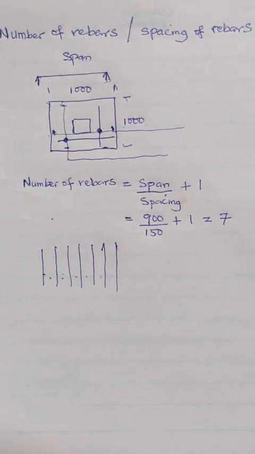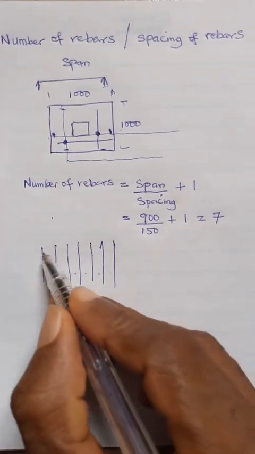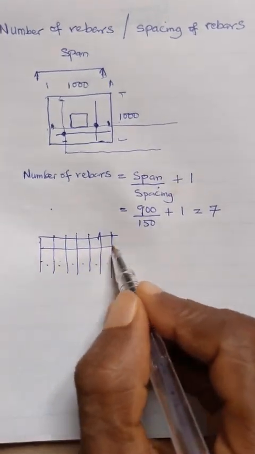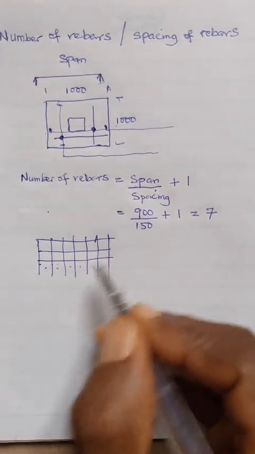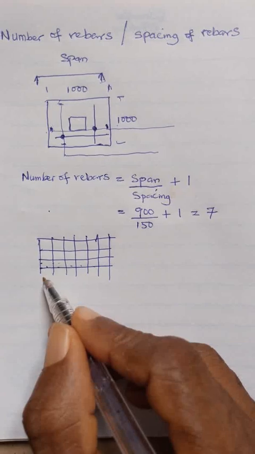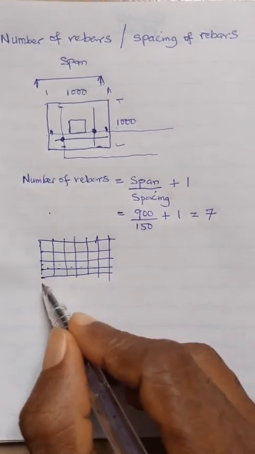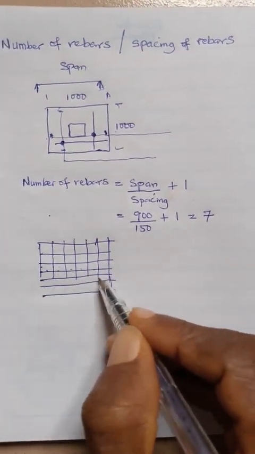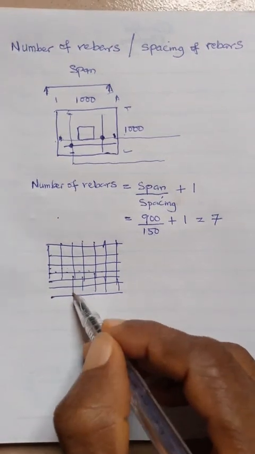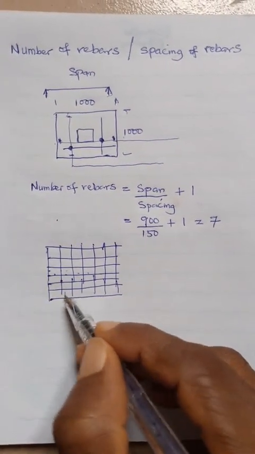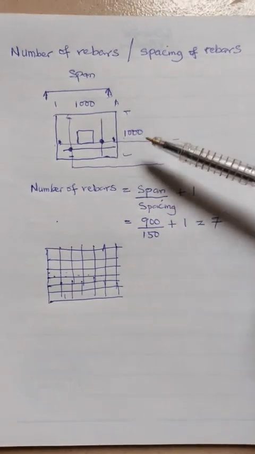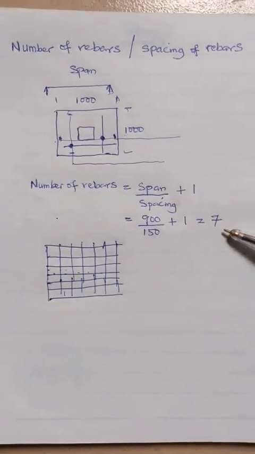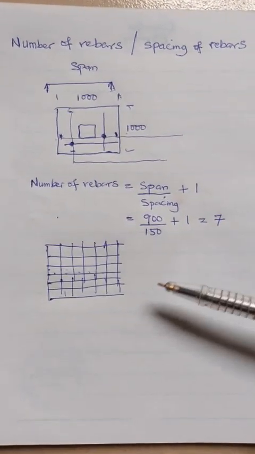So understand this aspect, because when you're doing your placement, as it is now, it's going to be a 7 by 7. Practically, this is how it's expected to be, because it's a square, 1000 by 1000 millimeters. You have calculated 7 for one side, so the other will also be 7.